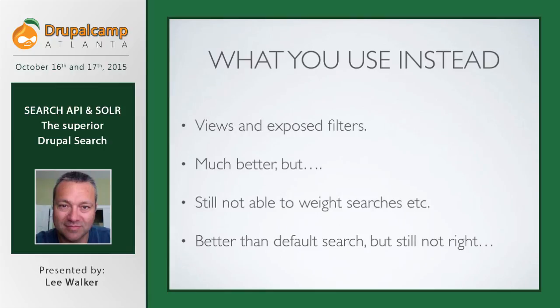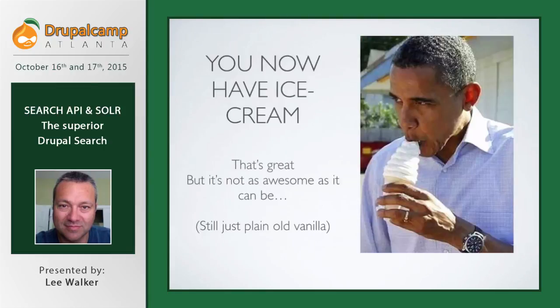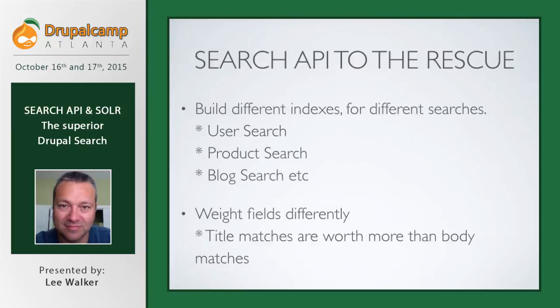It's better than default search. It's a lot better than default search, but it's just not right. But at least, when the client asks for ice cream, you gave him ice cream instead of a corn dog. I hate corn dogs, by the way, which is why I picked that picture. At least you have a search that basically looks like a search, and you have control over what it's searching, but it's still views. So it's hitting the database.